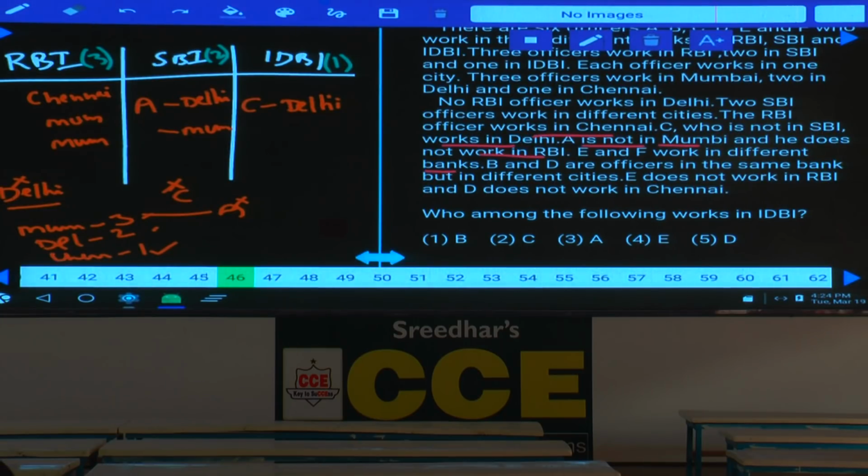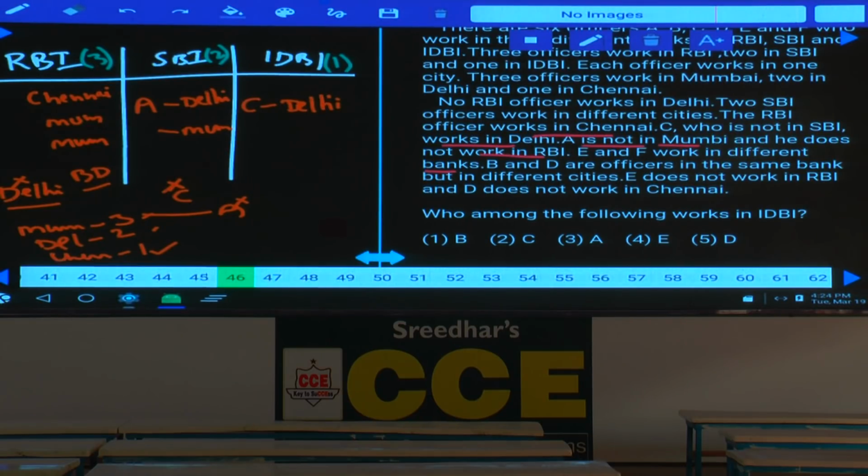B and D are the officers of the same bank. As B and D are the officers of the same bank, hence B and D must be from RBI. B and D are of the same bank, but in different cities. Now these 2 persons, B and D, different cities, isn't it? Different cities, that means Chennai and Mumbai. And E does not work in RBI.